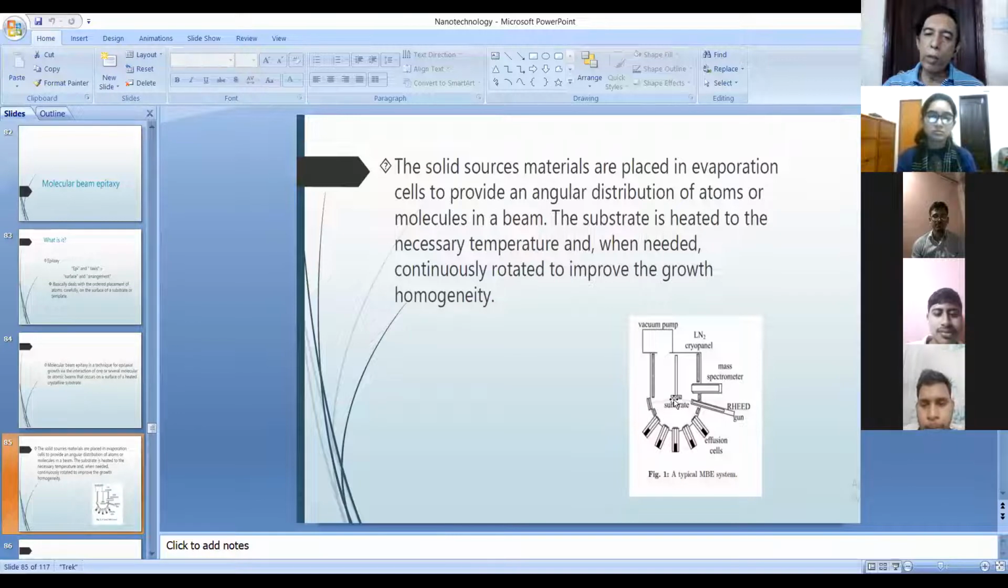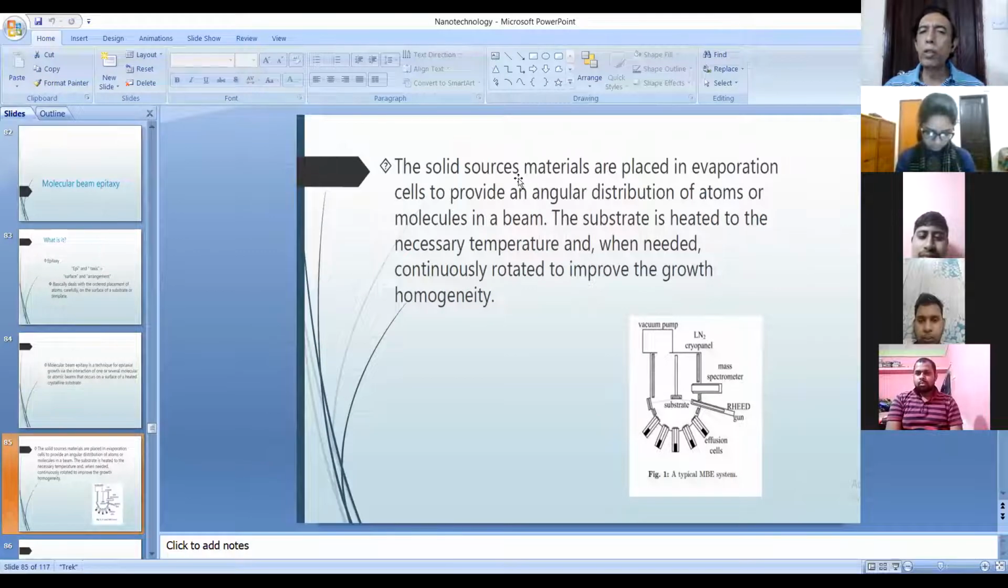One gallium atom attached here, and one arsenic atom attached by the side of gallium to form a gallium arsenide molecule, and by repeating this process, you'll get a film of gallium arsenide.